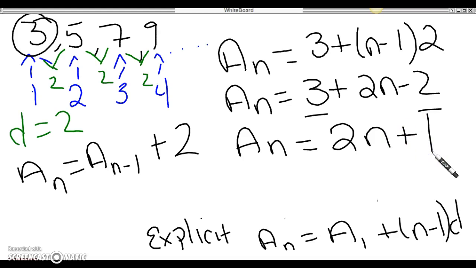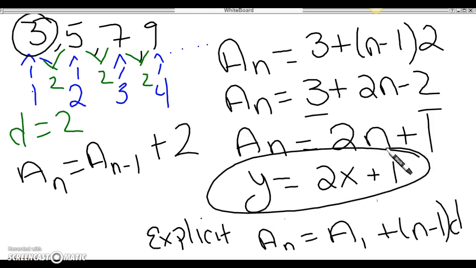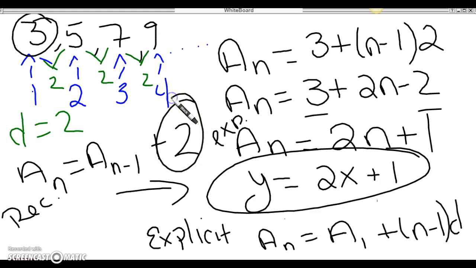They want it in slope-intercept form, so I'm just going to change my a sub n to y, my n to x, and there you have it. So this is my explicit form, this is my recursive, and here's my slope-intercept form. And I want to know how my slope-intercept form relates to the recursive. I can see that my common difference is also the slope here. So that's how they relate.